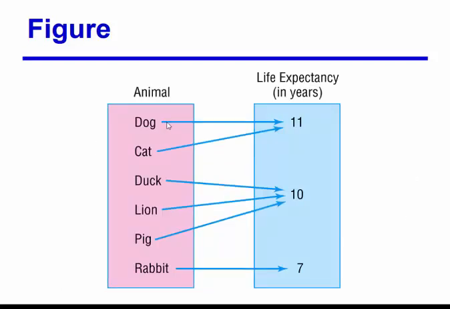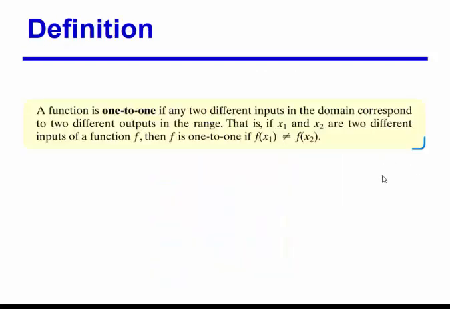In this other example, we can see that dog and cat are both mapped to 11, duck, lion, and pig to 10, and rabbit to 7. So this is not a one-to-one function because, first, the elements in the range do not equal the elements in the domain. In this one we have 6, in this one we have 3, and we have two individual elements in the domain that map to the same element in the range. So this is not one-to-one.